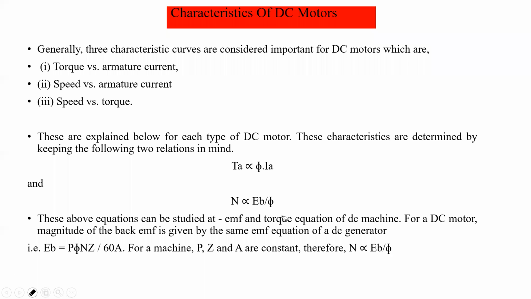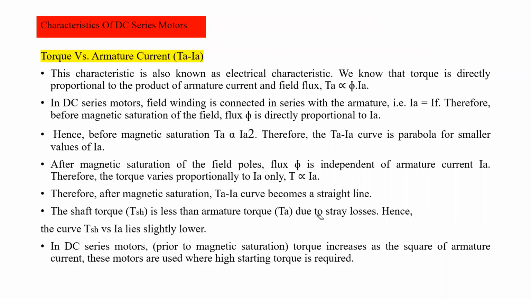Okay, so these two equations we got from the basic equation, that is the general EMF equation of the DC motors. So first of all, we are going to see the characteristics of the DC series motor. First, torque versus armature current. The first characteristic is the torque versus armature current.